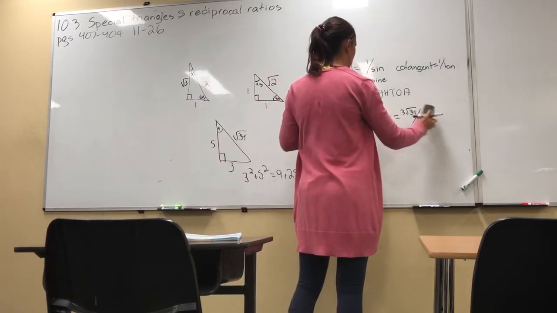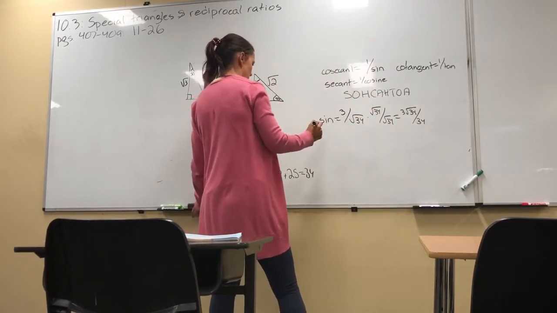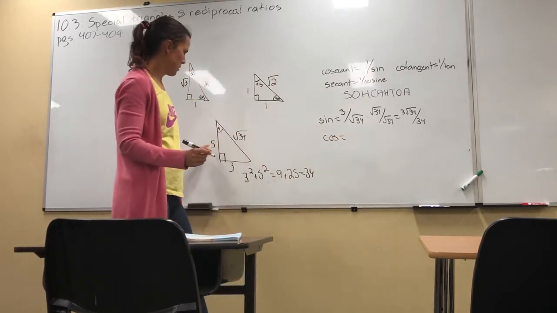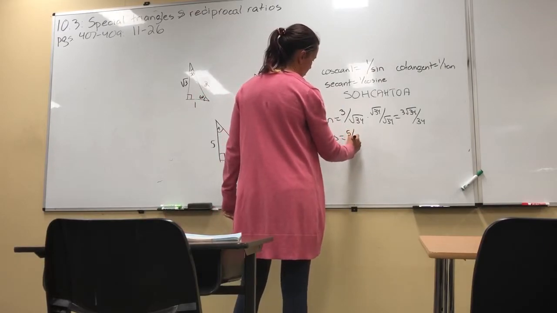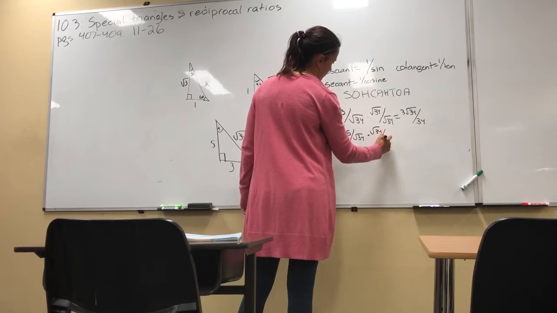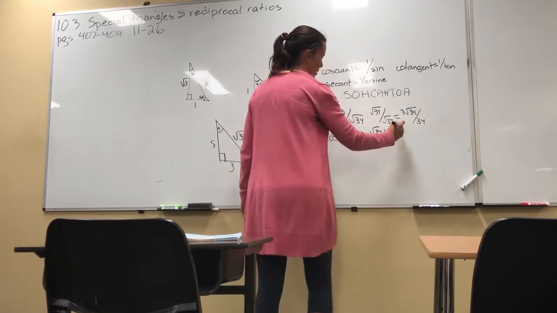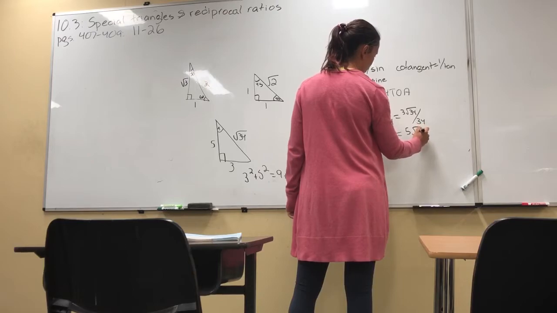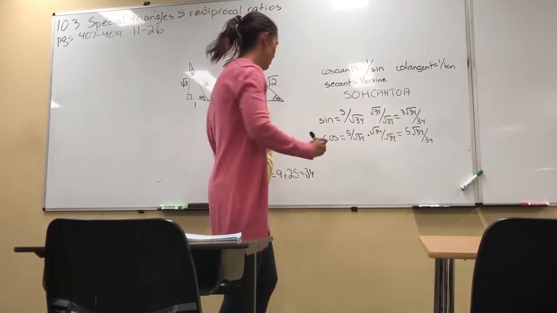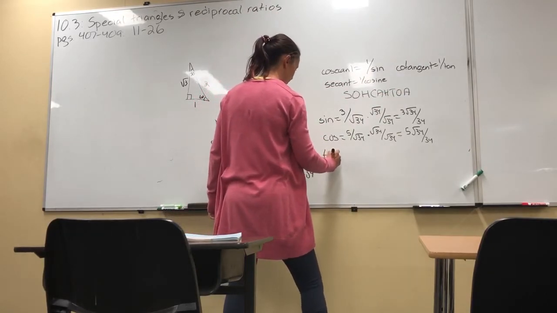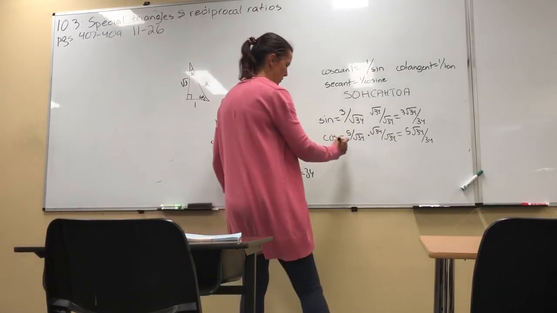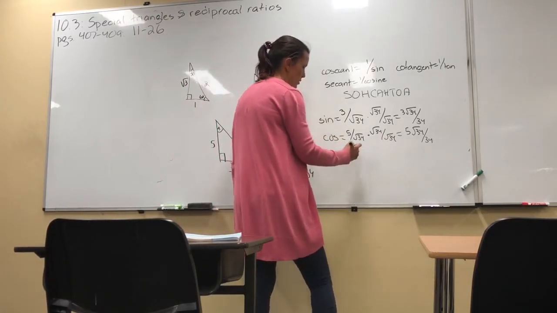Let's go to cosine. What's cosine? Adjacent over hypotenuse. Okay, so what is adjacent to that? 5. We get 5 over square root of 34. Again, we don't want to leave it at the bottom, so we're going to get 5 square root of 34 over 34. Last one we have left is tangent. Opposite over adjacent. Opposite is 3, adjacent is 5. Okay, so there's all those ratios.